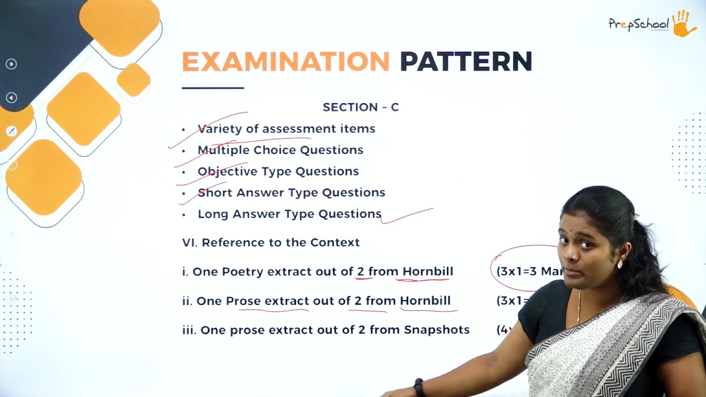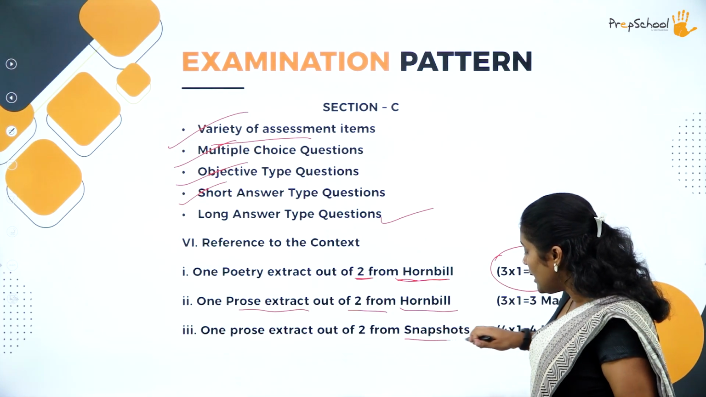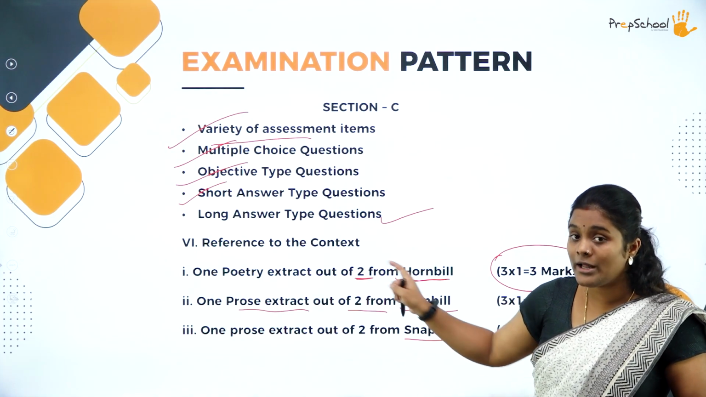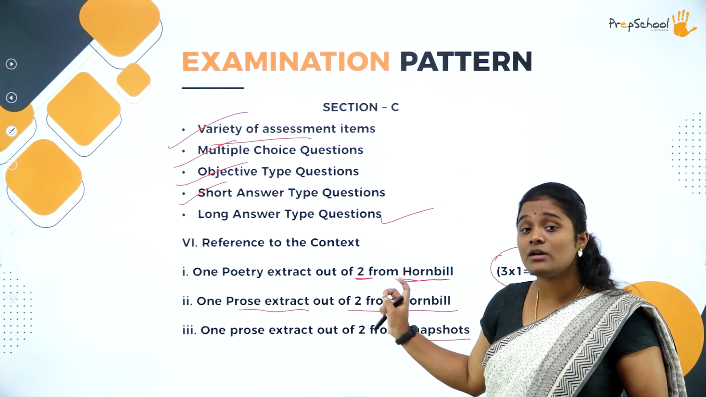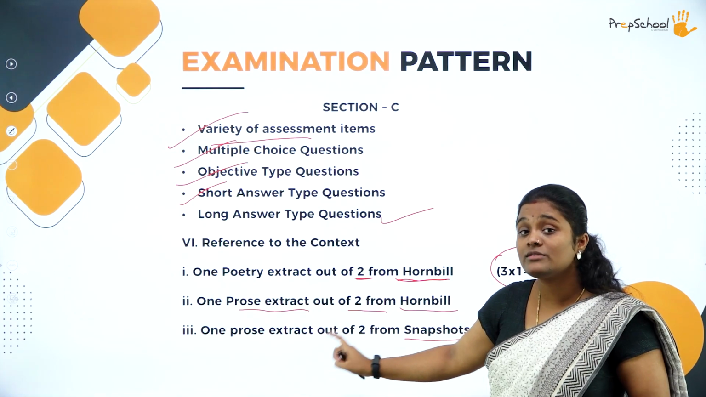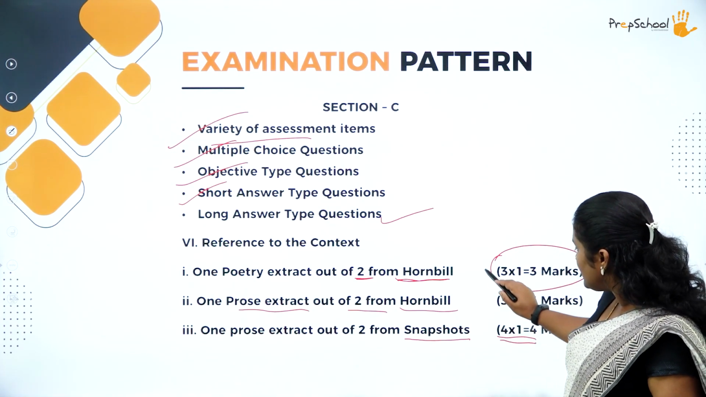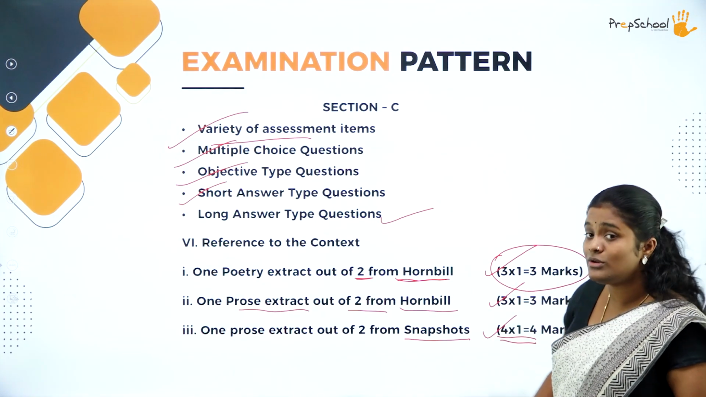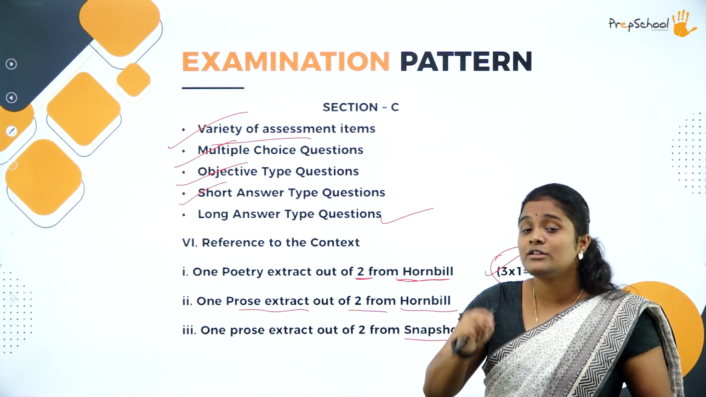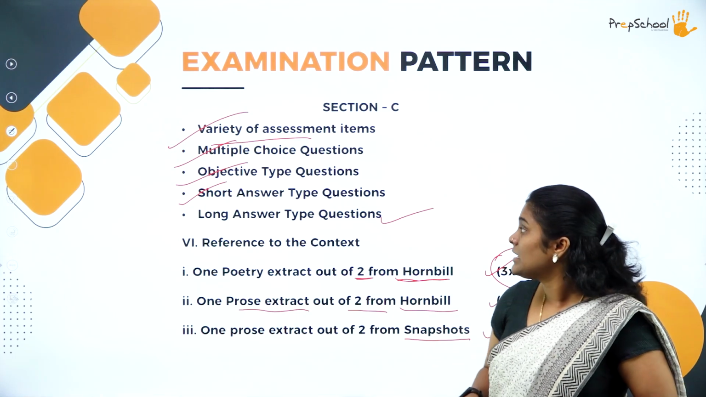The final one is from the prose. The question will be from prose, but from the textbook Snapshot. So one poetry from Hornbill, one prose from Hornbill, then one prose from your Snapshot textbook. That is for 4 marks. 3 marks, 3 marks, 4 marks. You'll have to answer one question. You'll have two options. Clear?